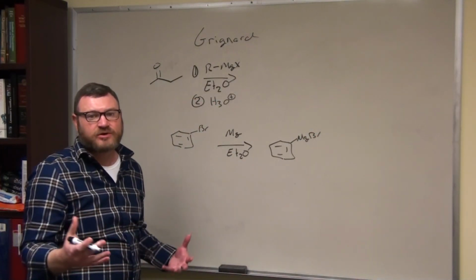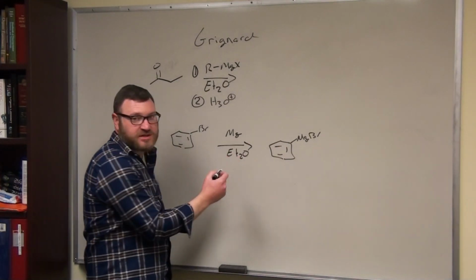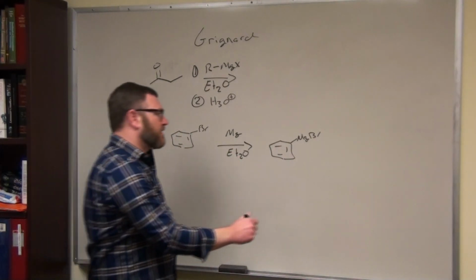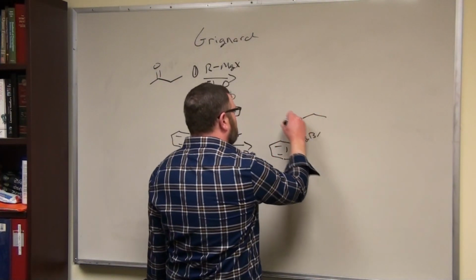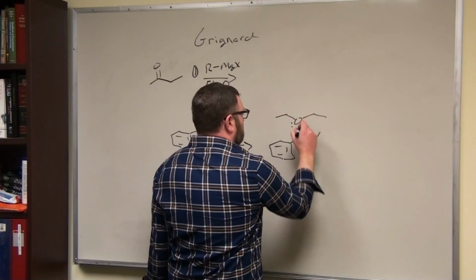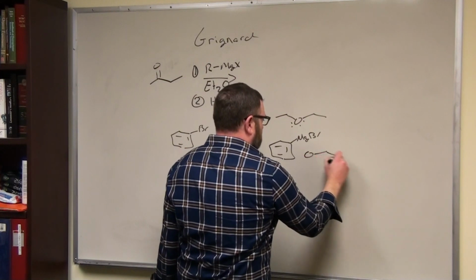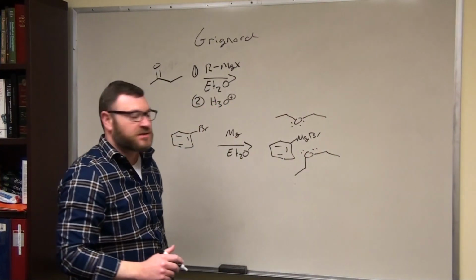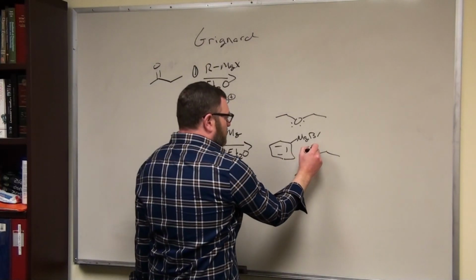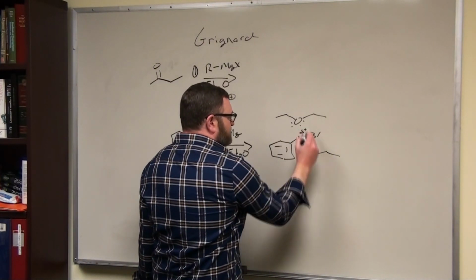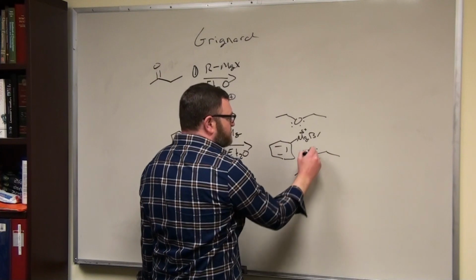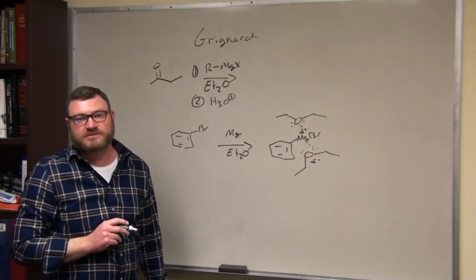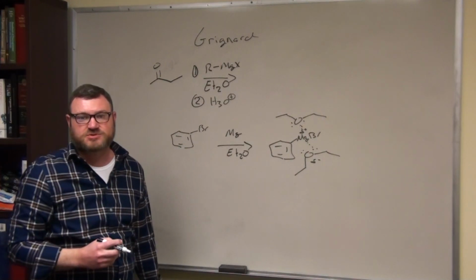Now, it's important to note that we're using ethereal solvents here because those help dissolve our Grignard reagent. Right? So if we look at diethyl ether, with its lone pairs, this is going to have this partial positive charge, this is going to have a partial negative, and so this is going to help solvate our magnesium in solution to help keep everything in solution.